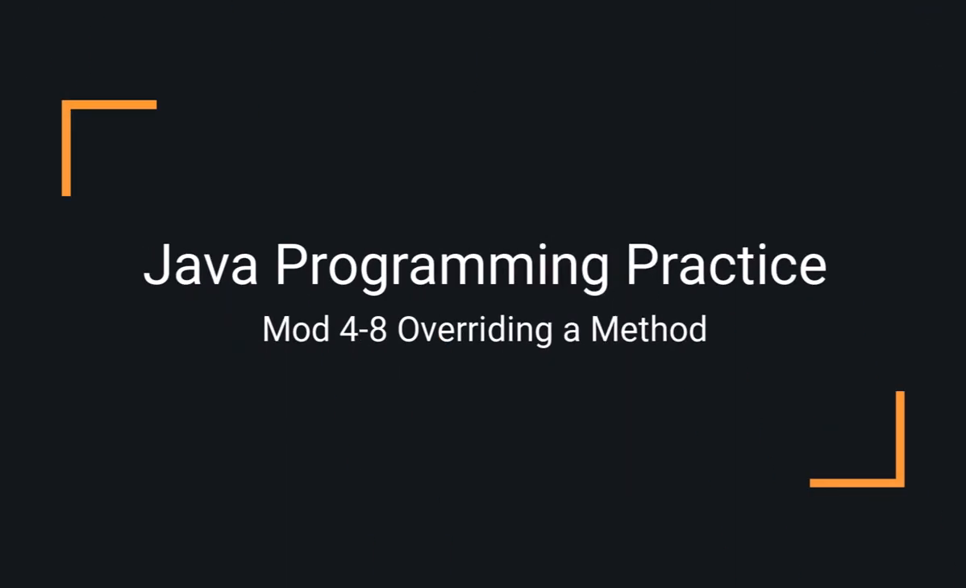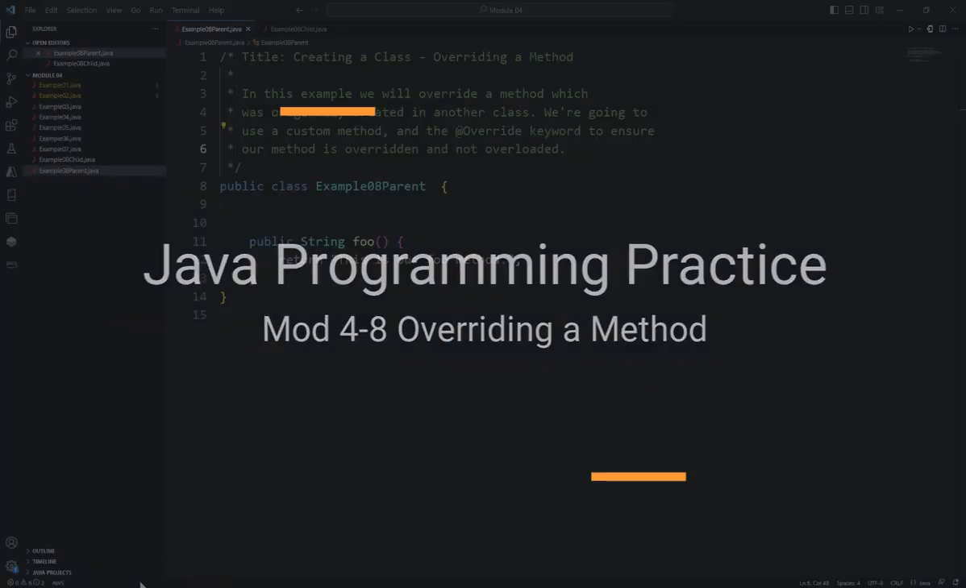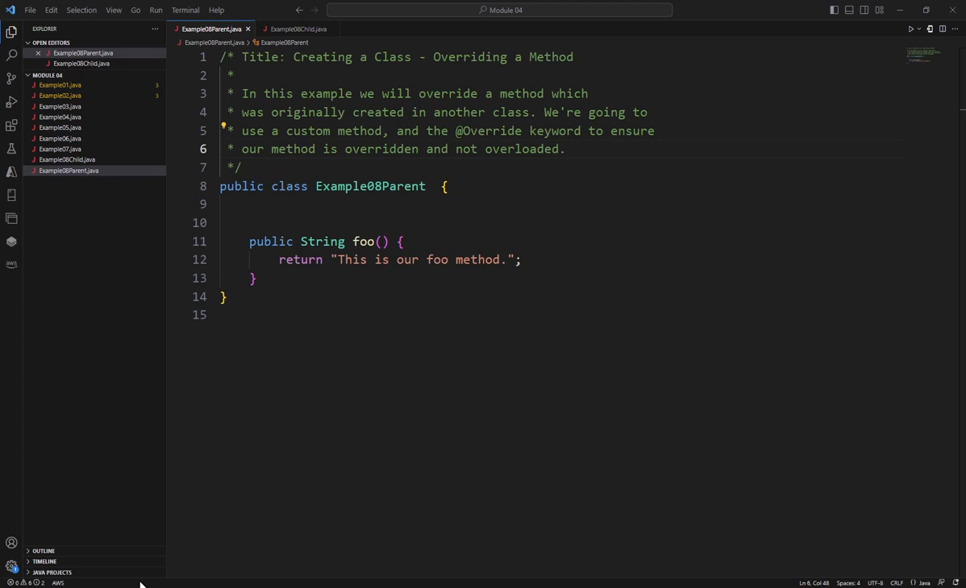The best way to get better at programming is to practice. And in this example, we're going to look at overriding a method. Now, we've already done this, but in this example, we're going to use a special keyword, the @override.